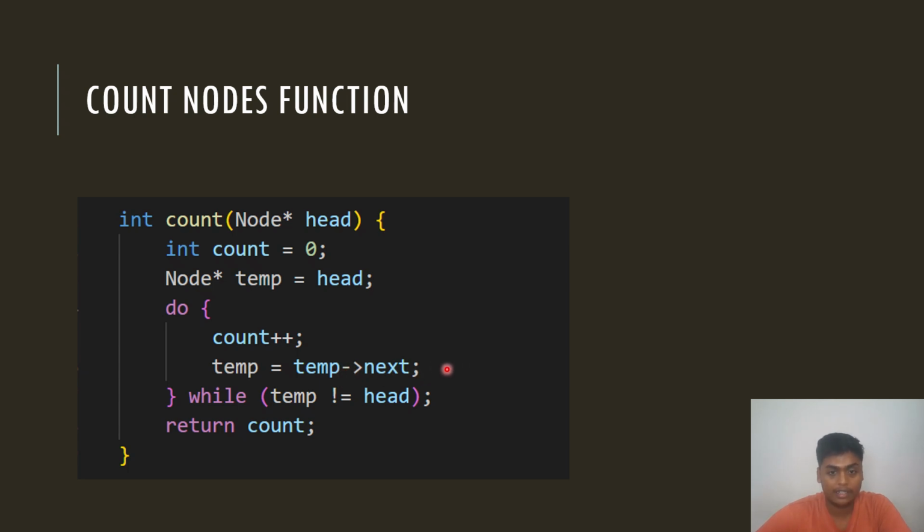After each traversal, it will be pointing to the next node, and at the same time the count will also be incremented by 1, and all this operation will continue until temp is equal to the head, that is, until we reach back to the first node where we started. After this, the count variable value will be returned.